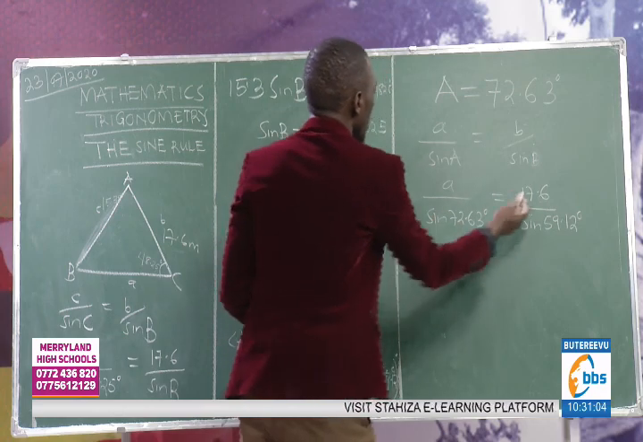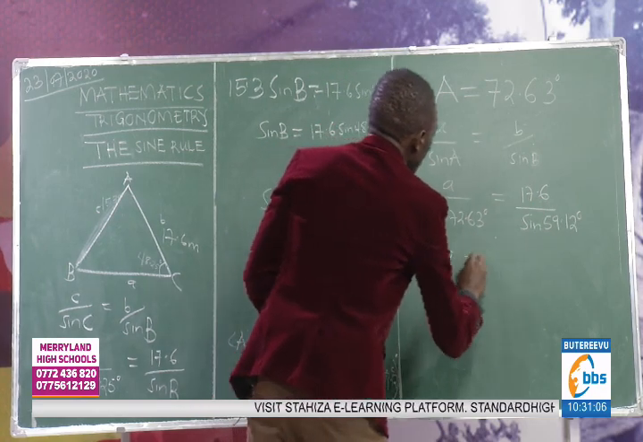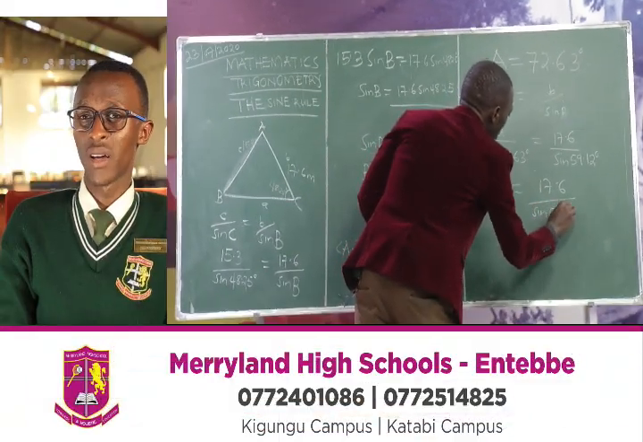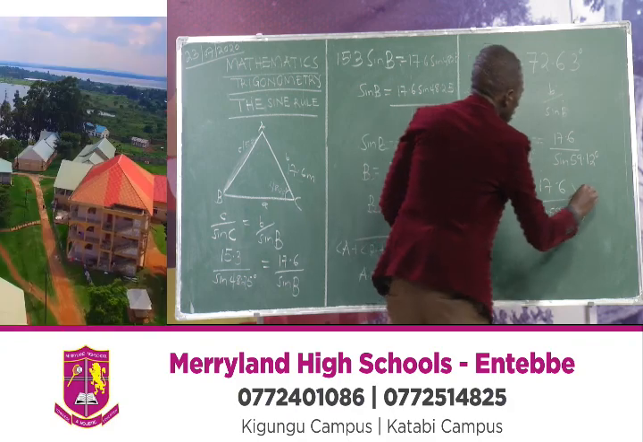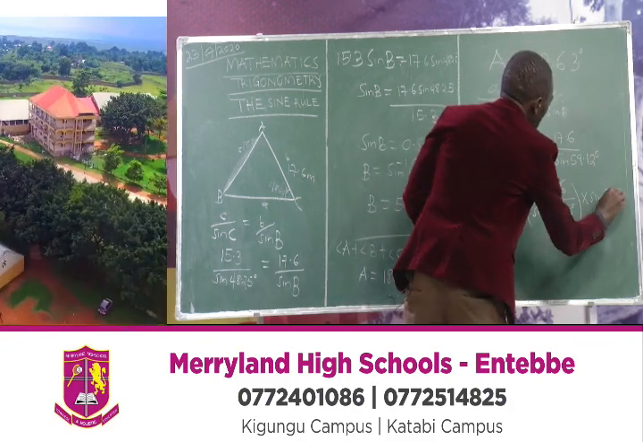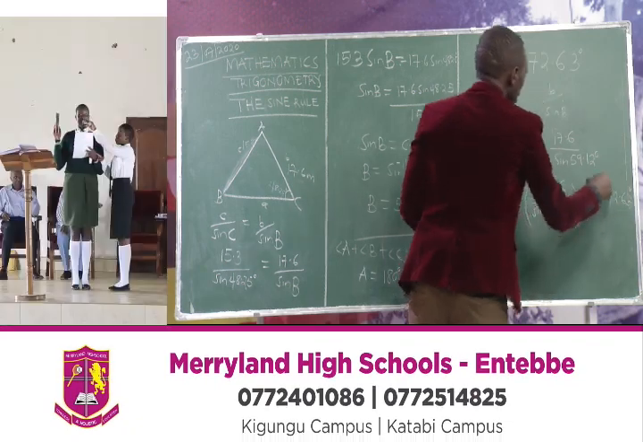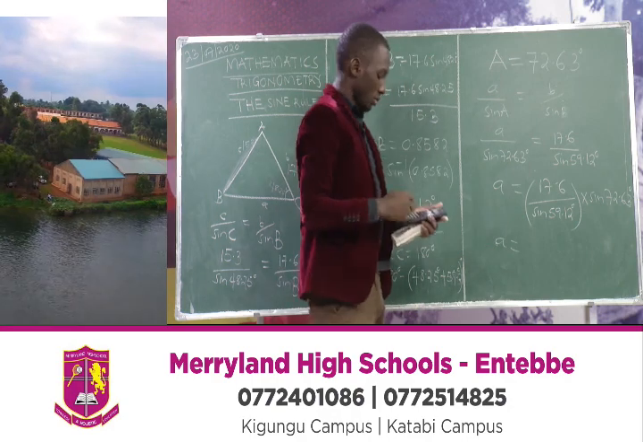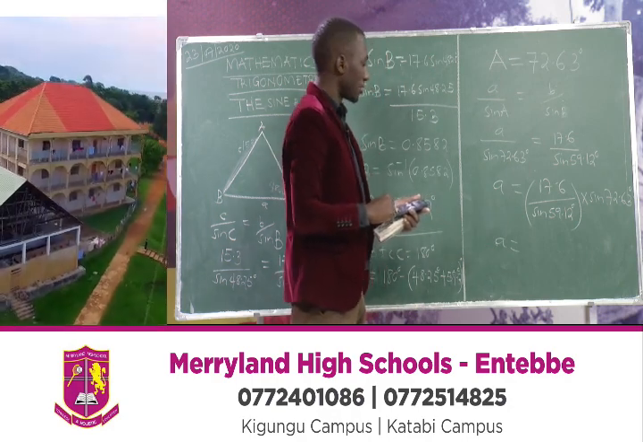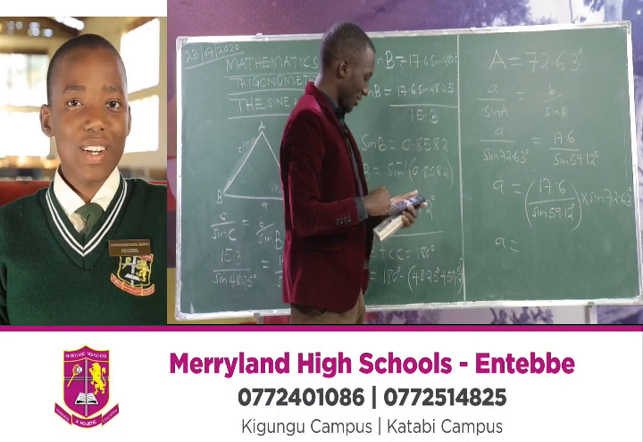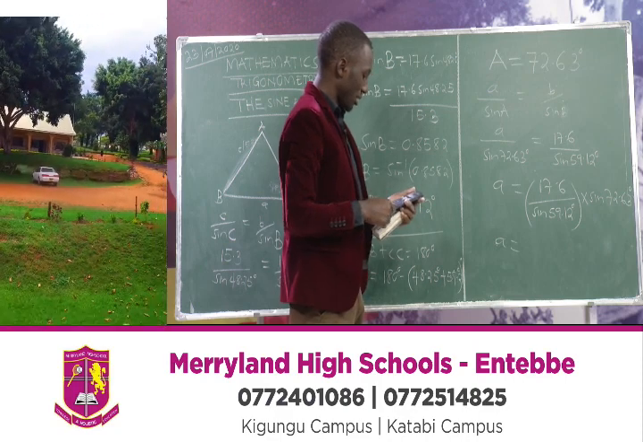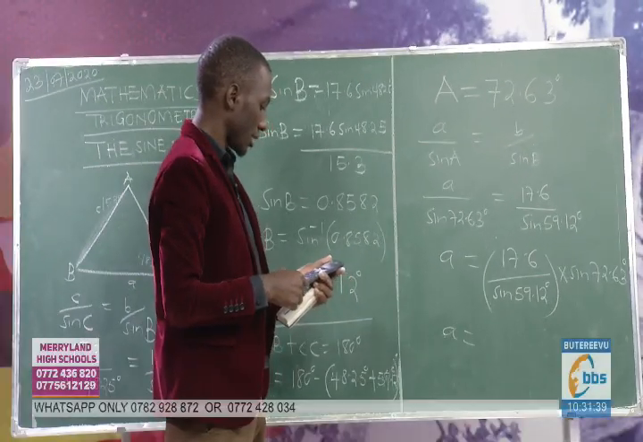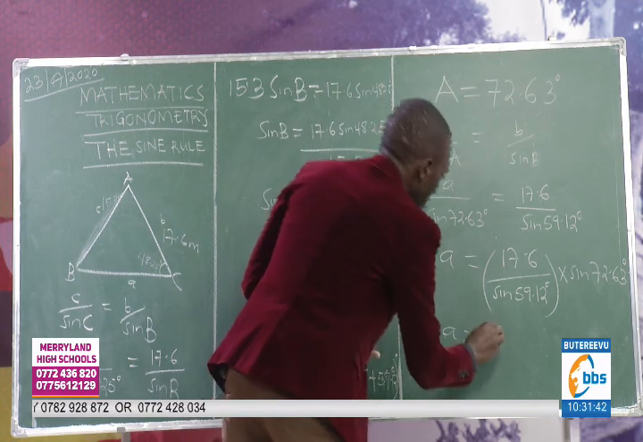So I just have to get this. You can cross multiply, you can first get this, then multiply. Just use that: 17.6 out of sine 59.12, then this one times sine of 72.6. Now simple of course here, sine and sine, that's not true. Just multiply and get the answer. Press on the calculator and get your answer. So you're having 17.6 divided by sine of 59.12, then times sine of 72.6. So you get our answer as 19.57.